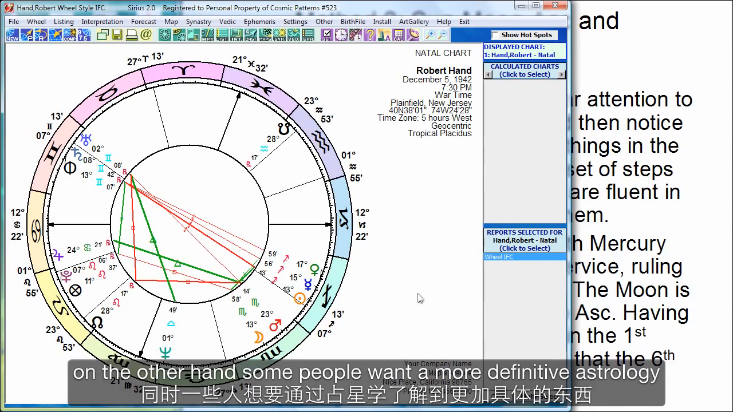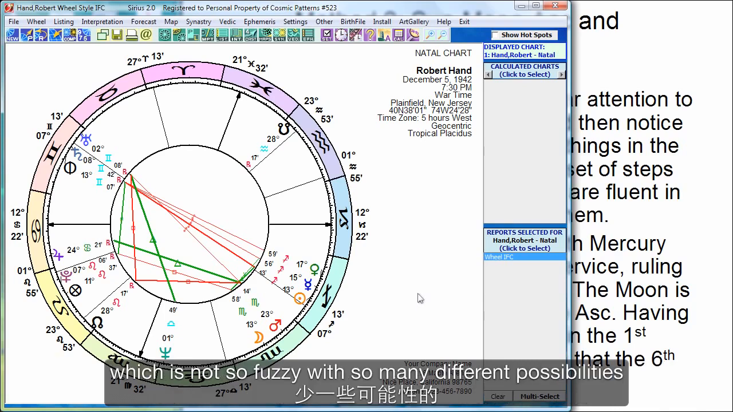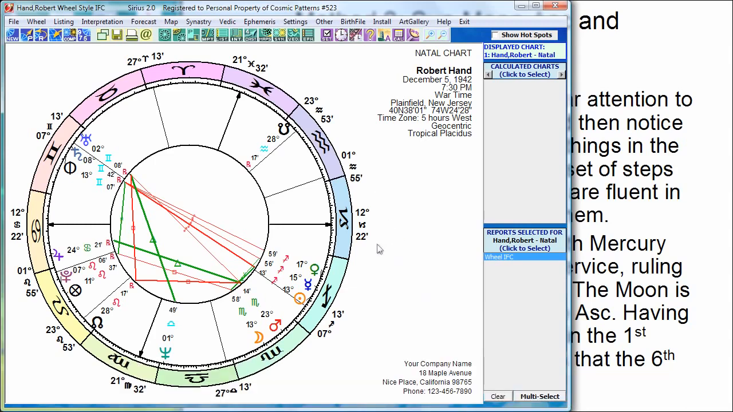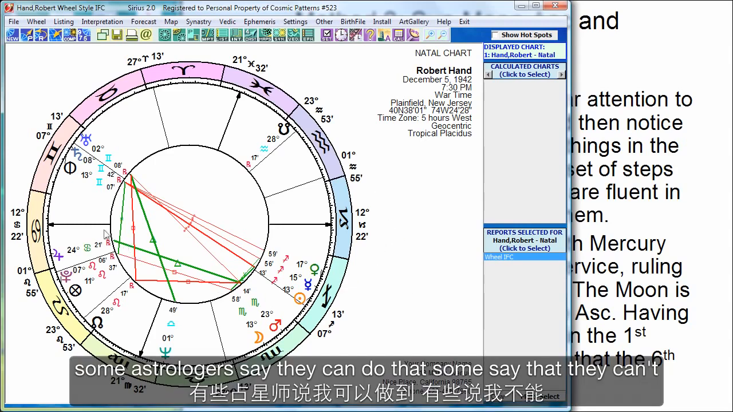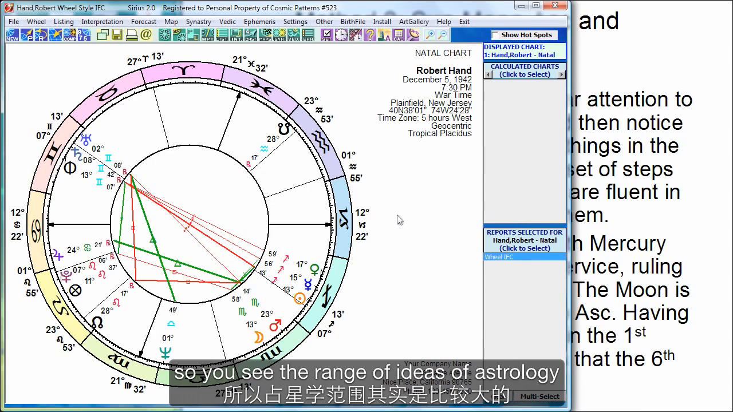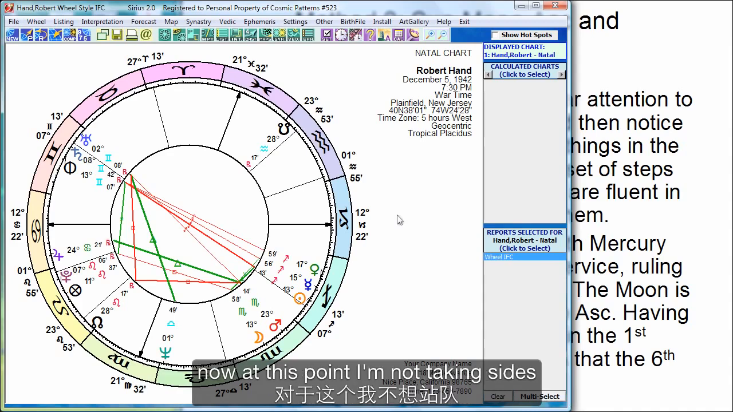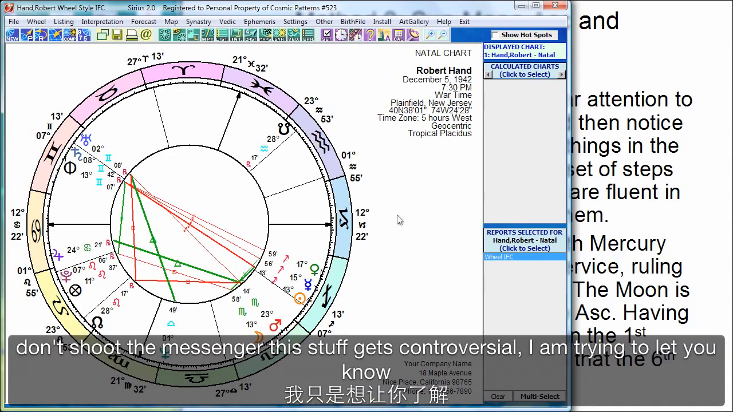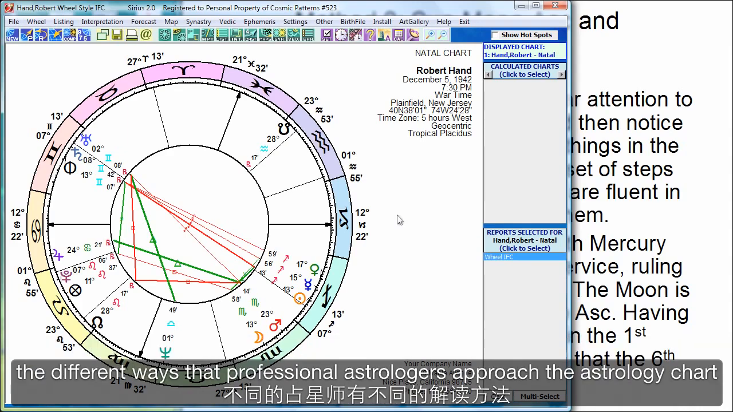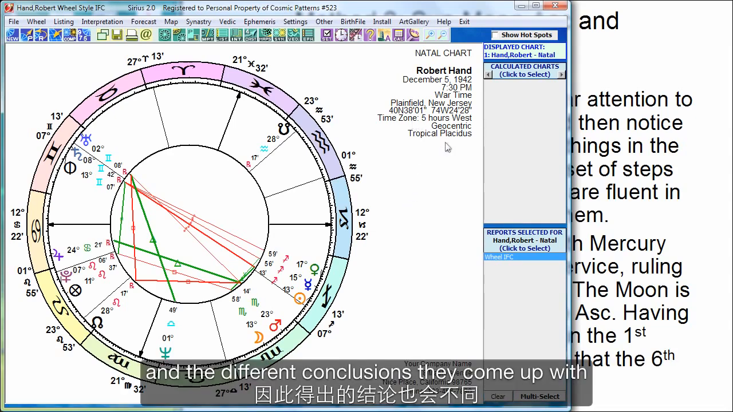On the other hand, some people want a more definitive astrology, which is not so fuzzy with so many different possibilities. Some astrologers say they can do that, some say that they can't. So you see the range of ideas in astrology, that different people have different points of view. Now, at this point, I'm not taking sides. Don't shoot the messenger. This stuff gets controversial. I'm trying to let you know the different ways that professional astrologers approach the astrology chart and the different conclusions they come up with.